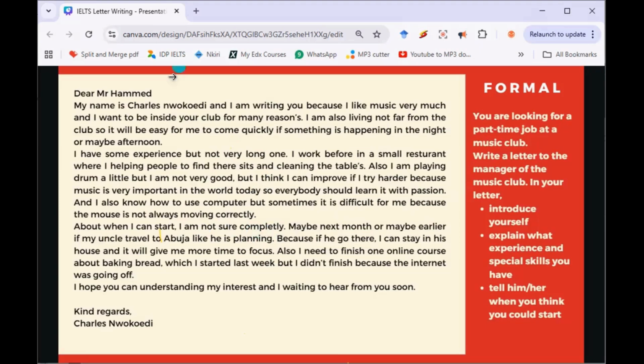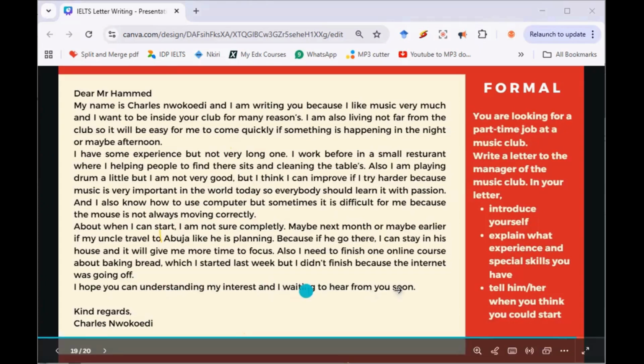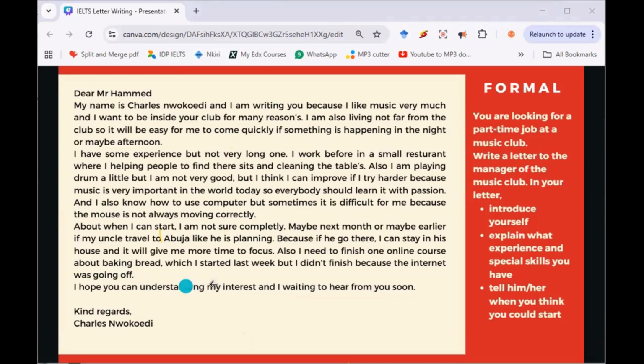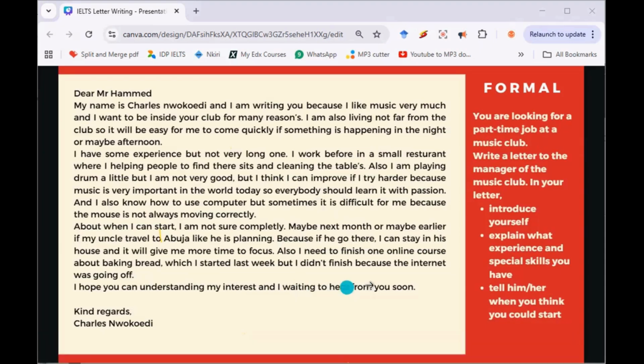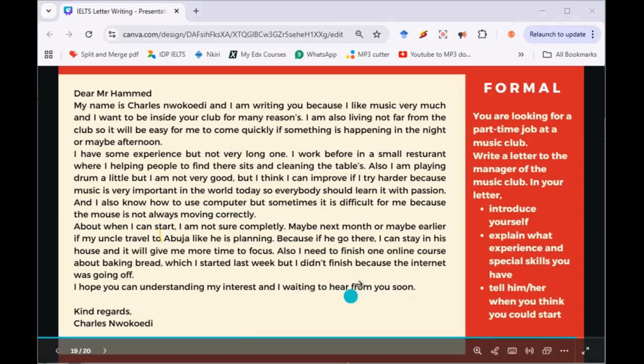All those things will affect vocabulary. You have grammar mistakes too. Look at this one here now. "I hope you can understanding my interest, and I waiting to hear from you soon." Grammar mistake. "I hope you understand my interest, and I hope." You don't need to put hope again because you already wrote hope. So you can say, "and I look forward to hearing from you soon." That's a better way to put it.